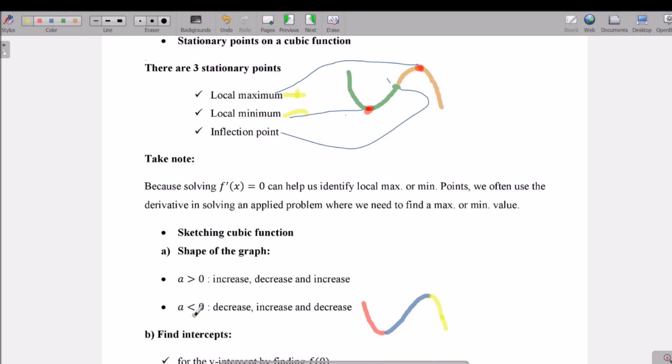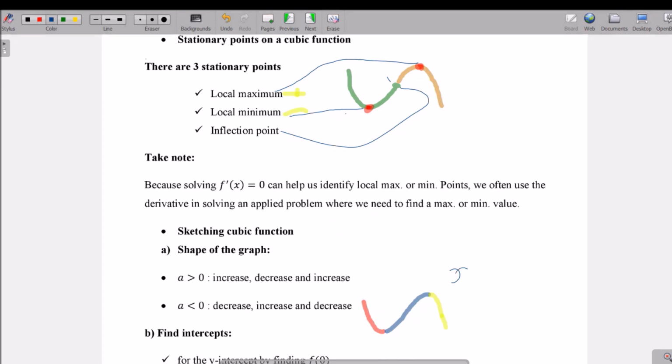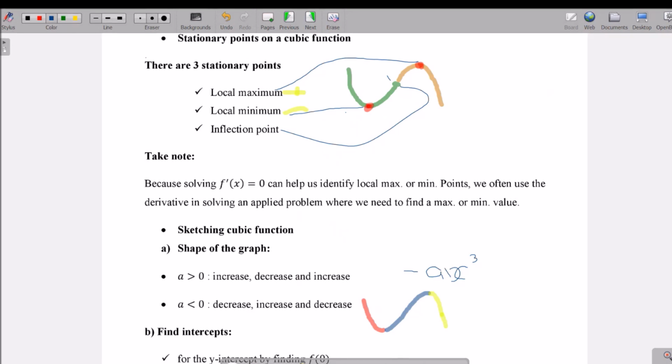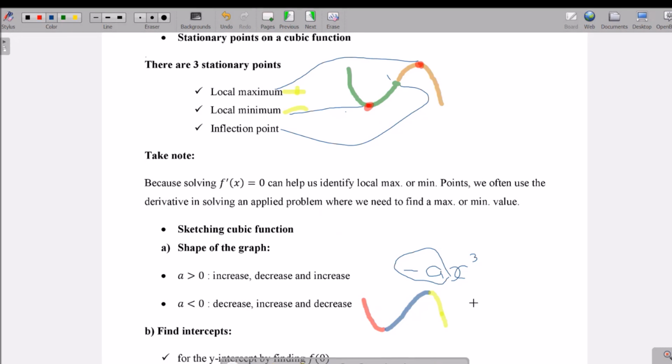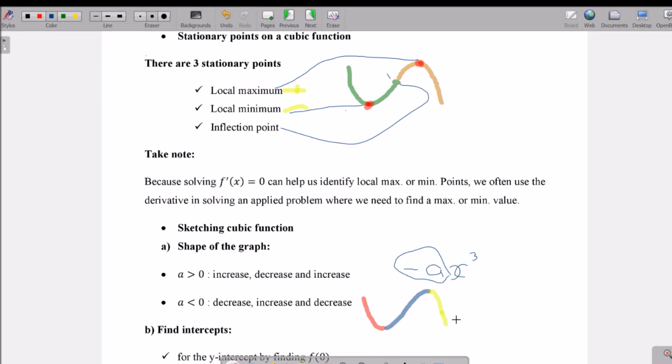Then that is when the value of a is negative or less than 0. What is that value of a? The value of a simply means the coefficient of x to the power of 3. If this whole a becomes a negative number, then the graph is supposed to be drawn in this manner. That's the shape of the graph when you go and draw it. Are we clear on that one?